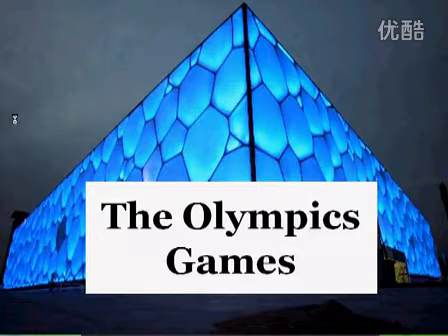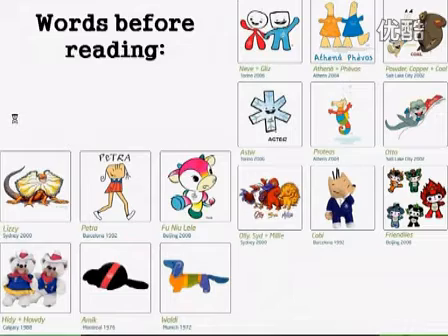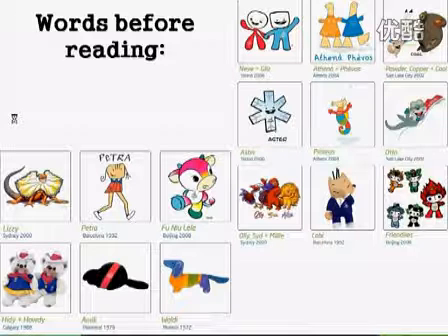Now, let's move to Unit 2, the Olympic Games. I'm sure everybody in China, especially the people in Beijing, is very happy to see our capital host the 2008 Olympic Games successfully, right? Today we are going to talk about the Olympic Games in Unit 2. Before we read the passage, we need to know some words and expressions.